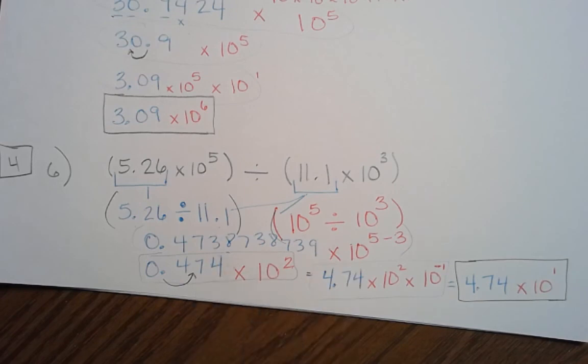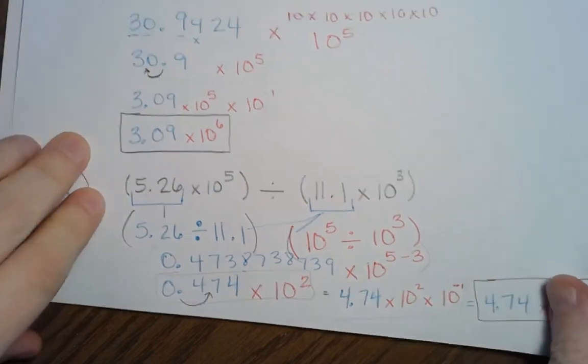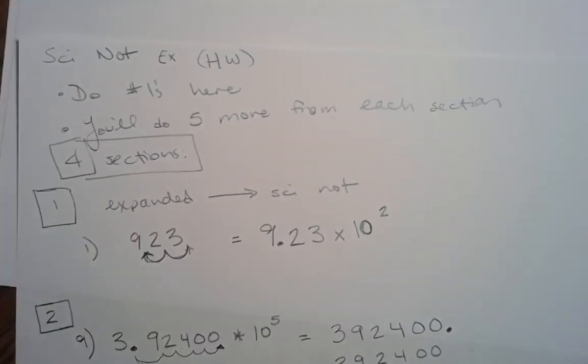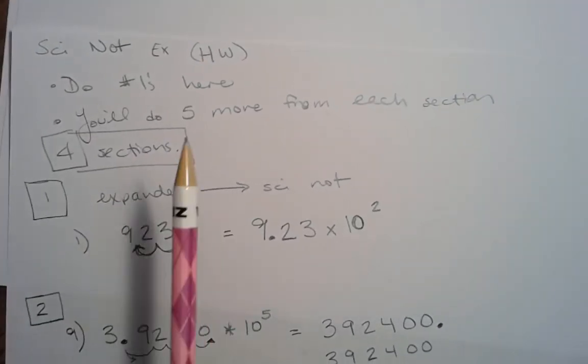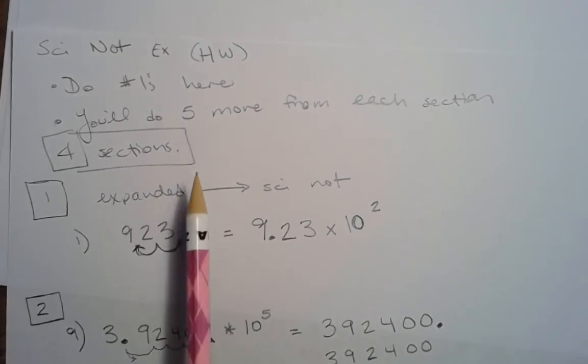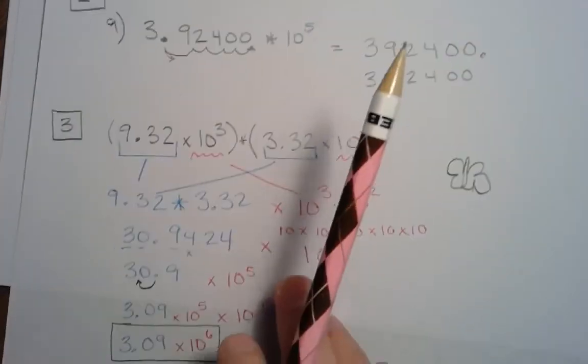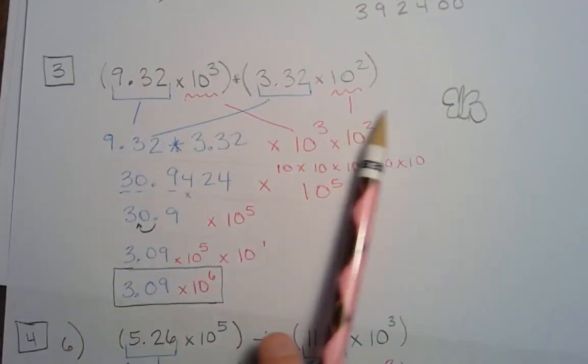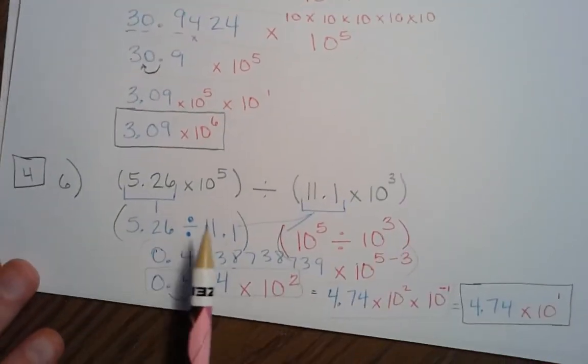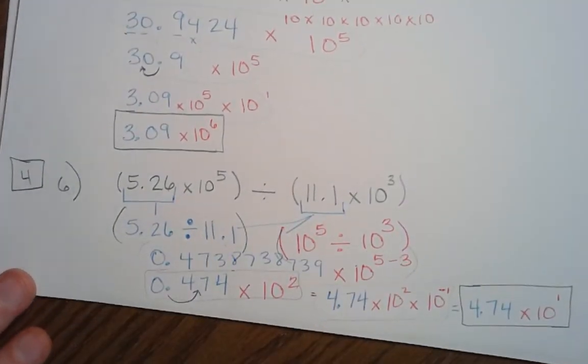All right. So you are doing several more as practice questions. Do 5 more from each section. I'll do all of them in the answer key video, but you choose 5 more from each of these 4 sections. You're doing 20 questions. Half of them are things like moving decimals. A quarter of them are adding exponents, and a quarter of them are subtracting exponents of 10.